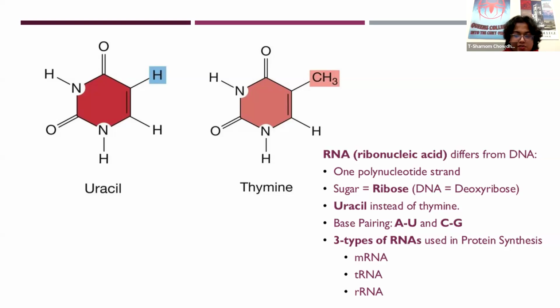And you have three types of RNA in protein synthesis. You have mRNA, tRNA, and rRNA. mRNA is messenger RNA, tRNA is transfer RNA, rRNA is ribosomal RNA.